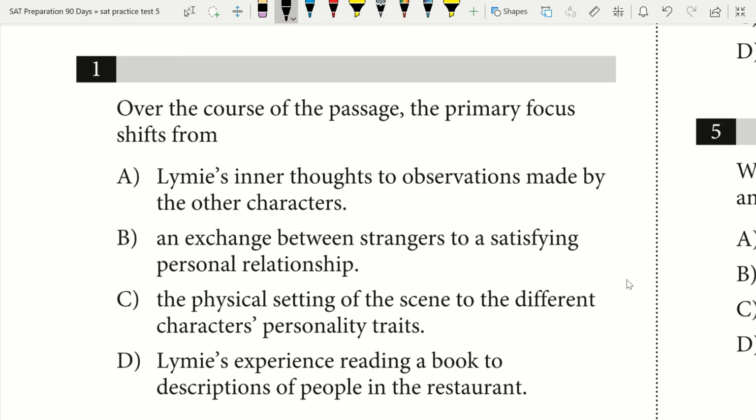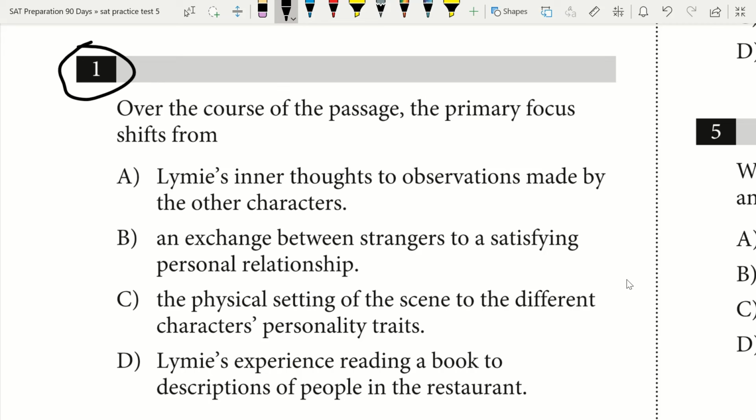To illustrate this tip and trick, I'm going to use question 1 and question 32 from SAT Practice Test 5. Question 1 comes from a passage describing a young boy's dining experience as he reads a book and then awaits the entrance of his father, and then eventually his father comes into the restaurant and sits with him and dines. So over the course of the passage, the primary focus shifts from what?